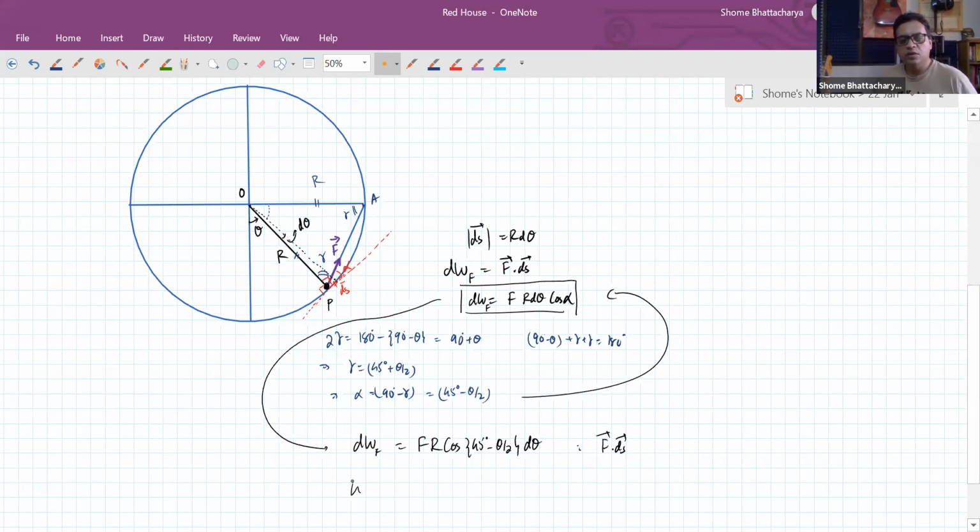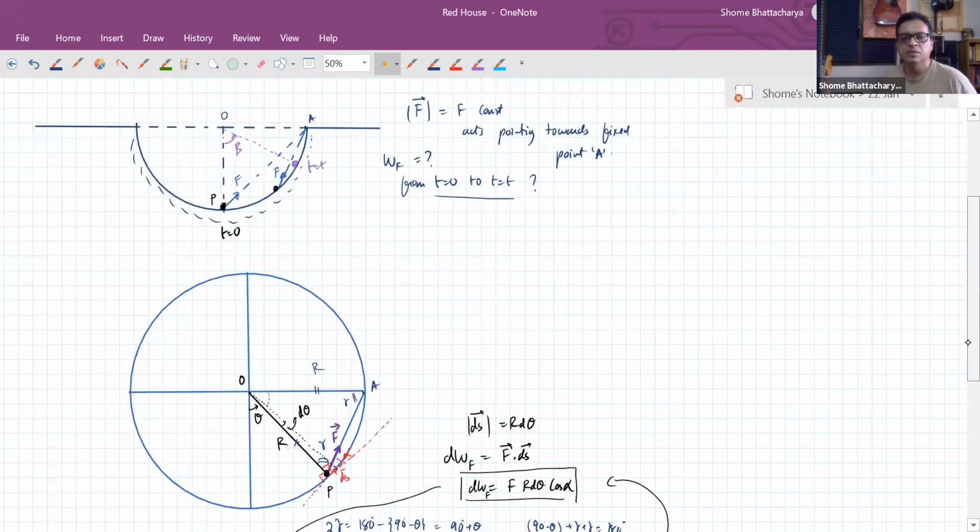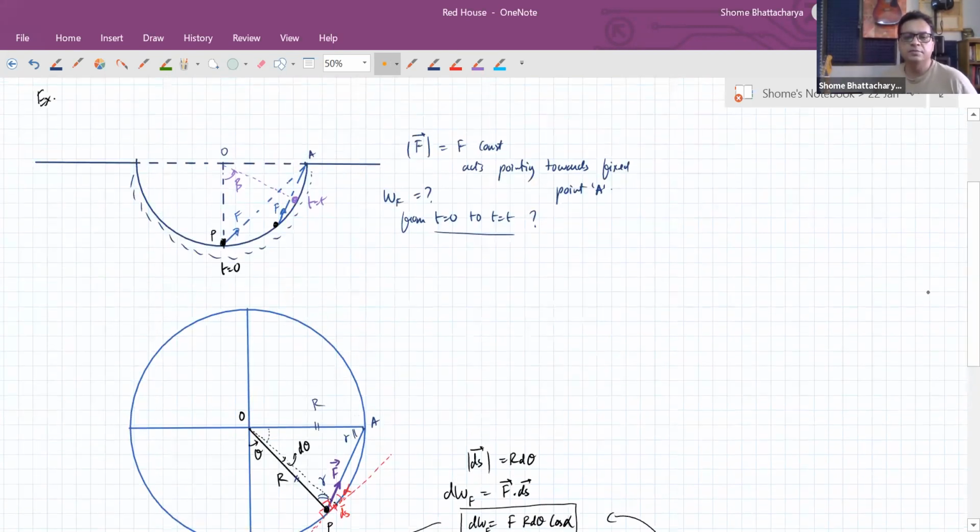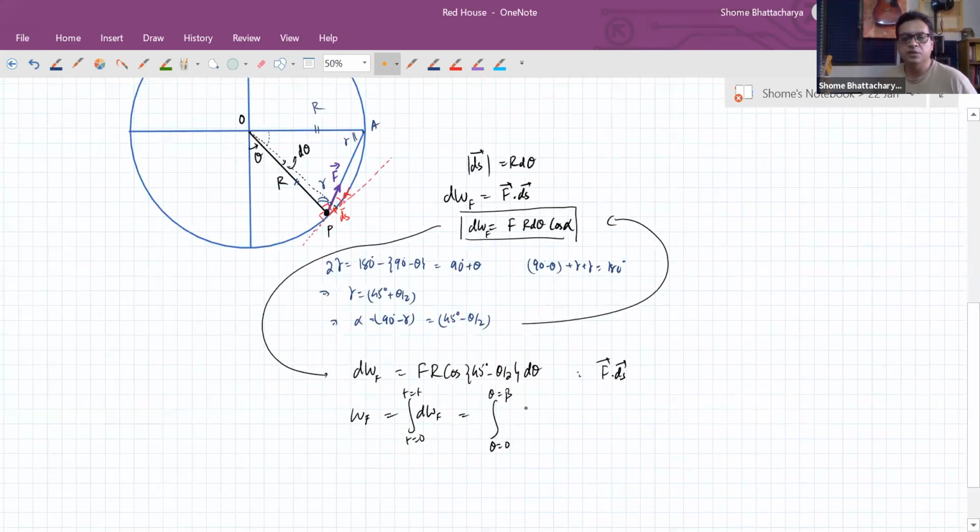So the total work done will be the integrated work done from t equal to 0 to whatever time t. So in that my theta is changing from 0 to some general value which I have taken as beta, in the previous diagram, at this time t. So I'll get this as a function of that beta only. So I'll get this as FR cos 45 degrees minus theta by 2 d theta from this to this.